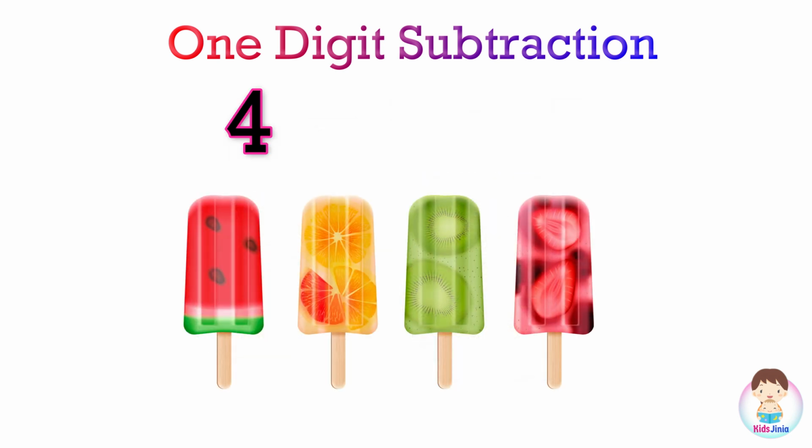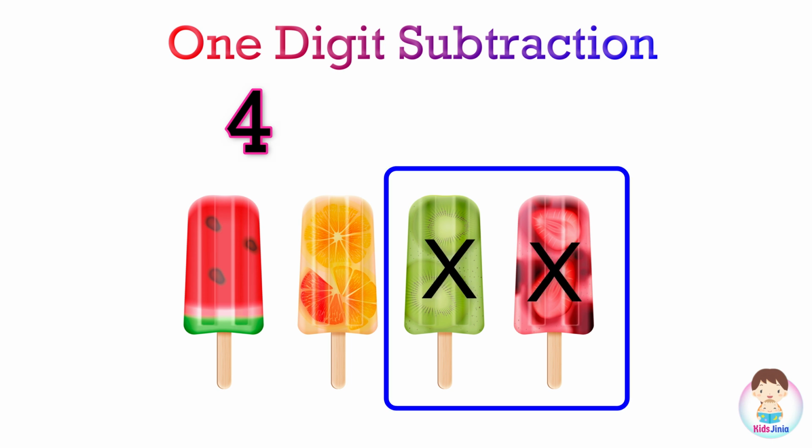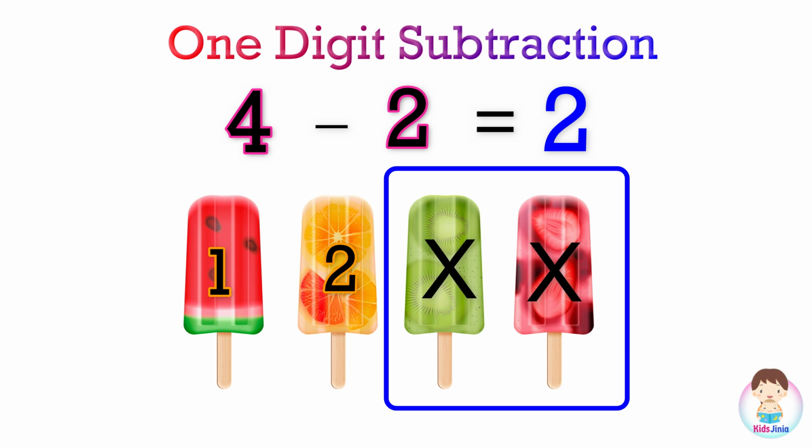My dad bought 4 ice creams for us. On day 1, we have eaten 2 of it. 1, 2. Now, how many ice creams are left for day 2? 4 minus 2 is equal to 1, 2. Yes, 2 ice creams are left for us. 4 minus 2 is equal to 2.